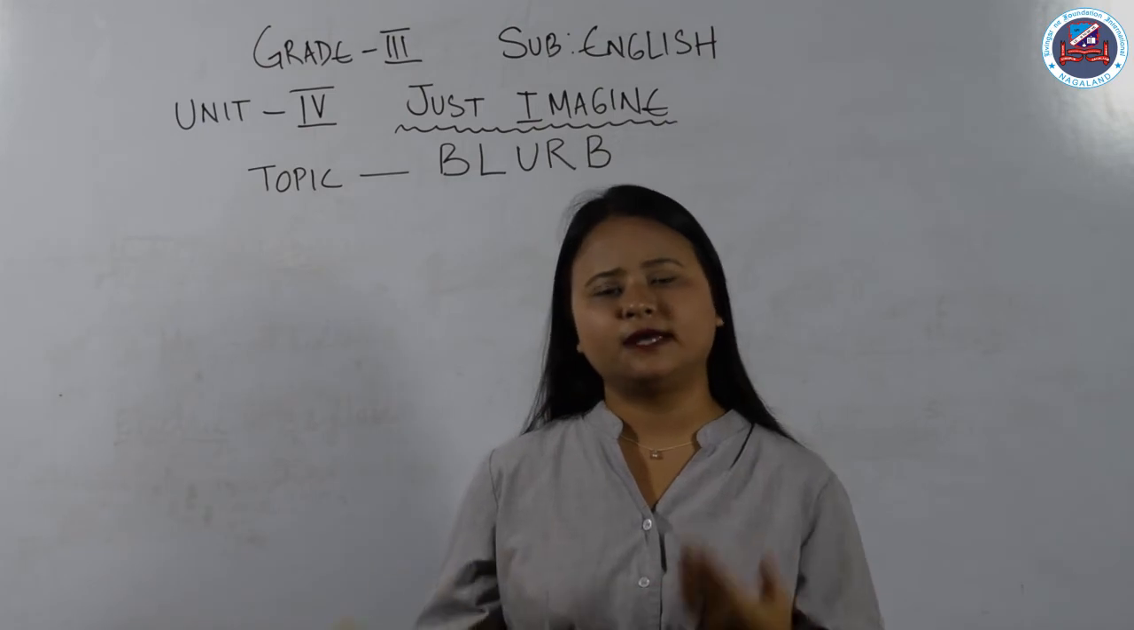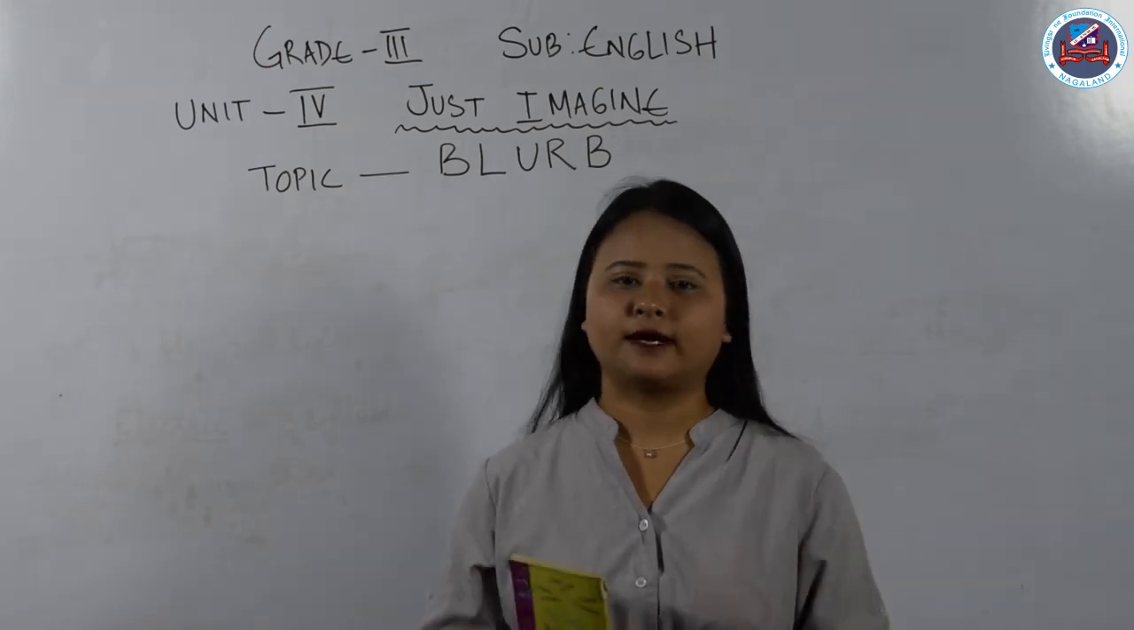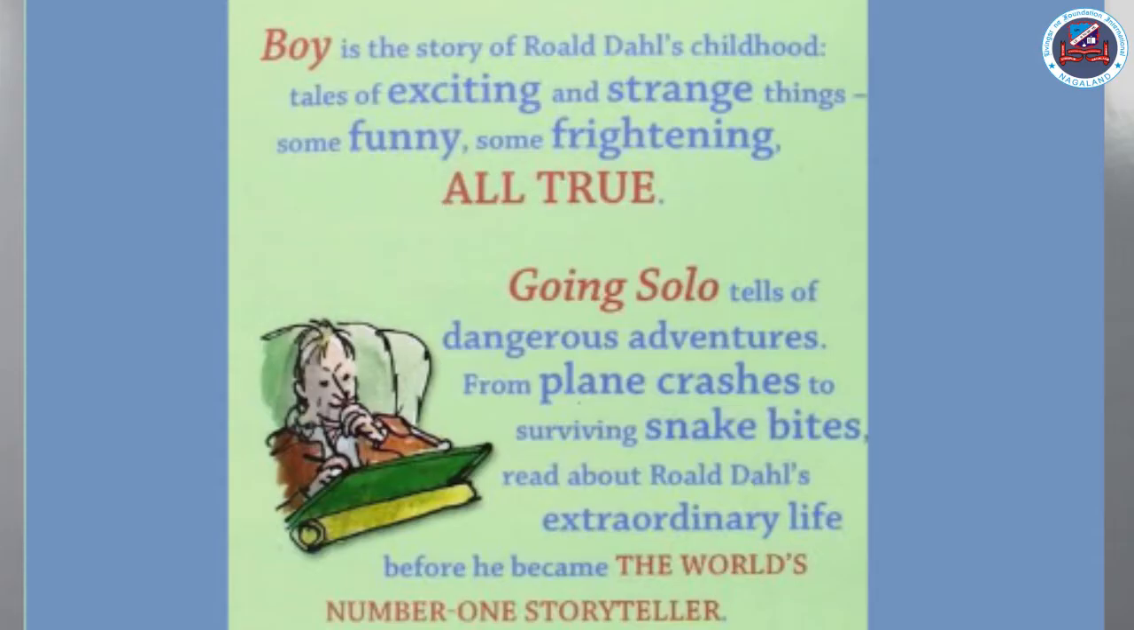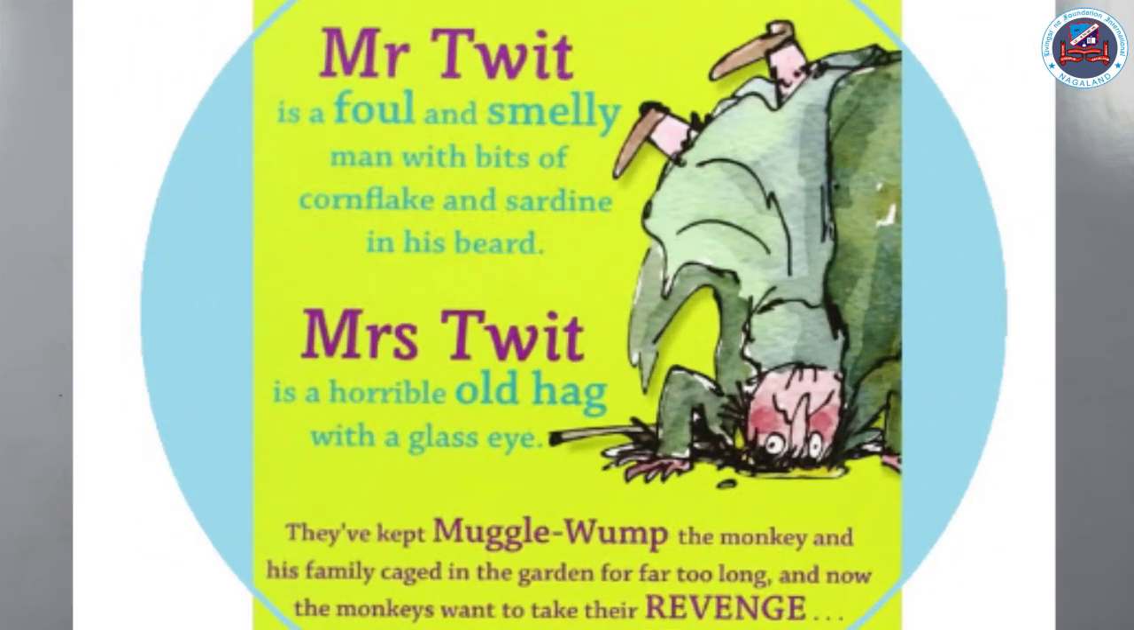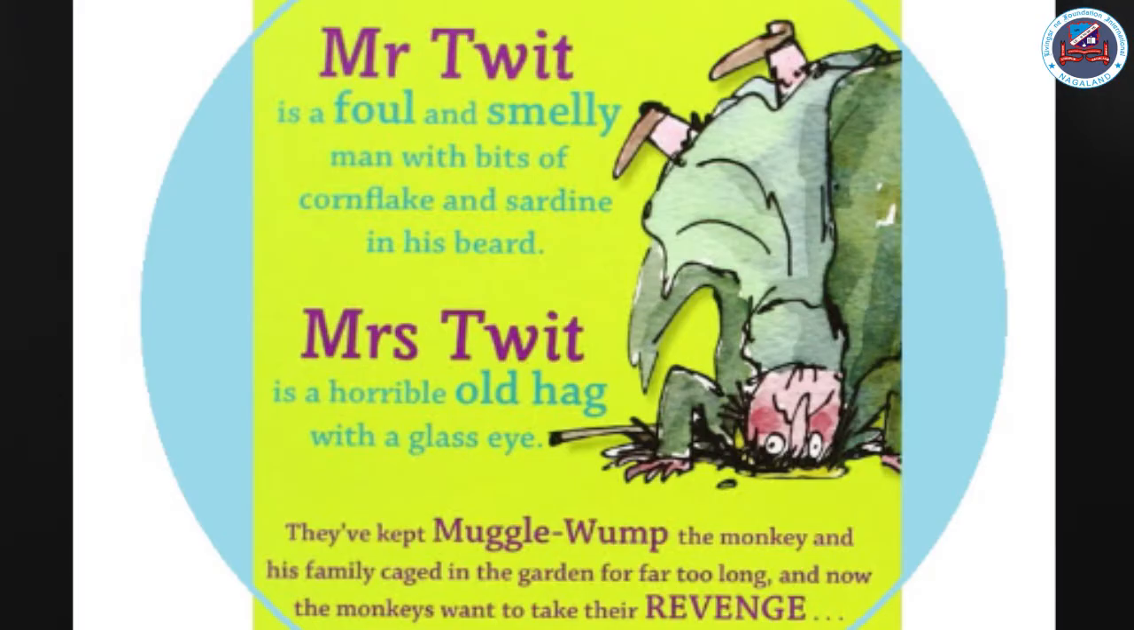Now, to make it even more clear, where can one find this blurb? Here are some few examples for you to understand where we can find the blurbs. Now, blurbs are usually found at the back of the book along with the author's name.